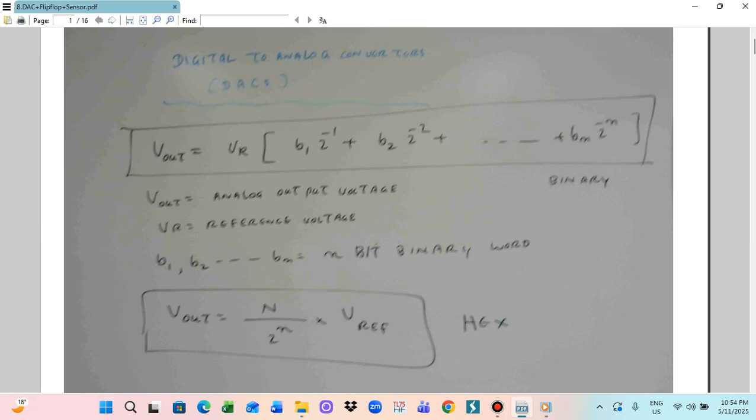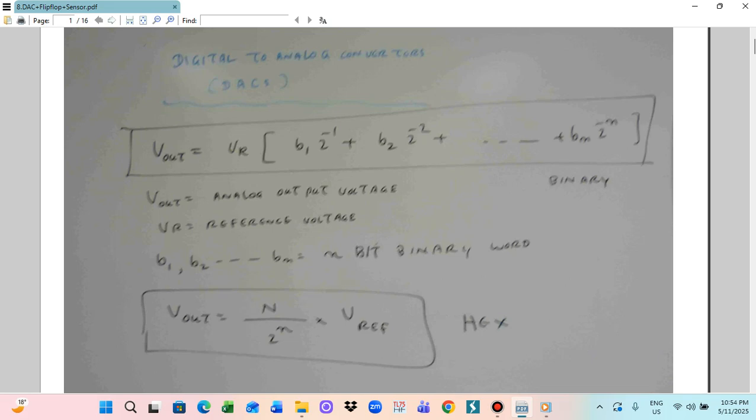VR is equal to VR times B1 2 power minus 1 plus B2 2 power minus 2 plus, and so on, up to Bn 2 power minus n. This is the equation for digital to analog conversion. So for digital to analog conversion, we use this equation.